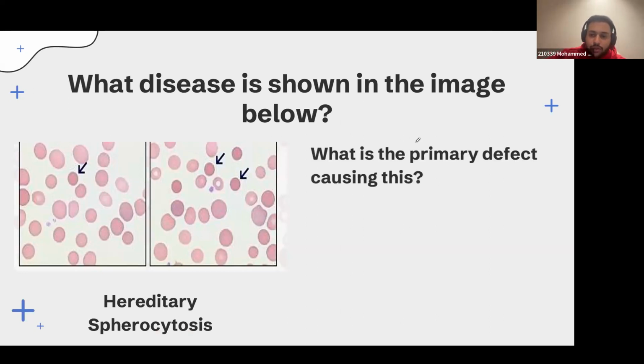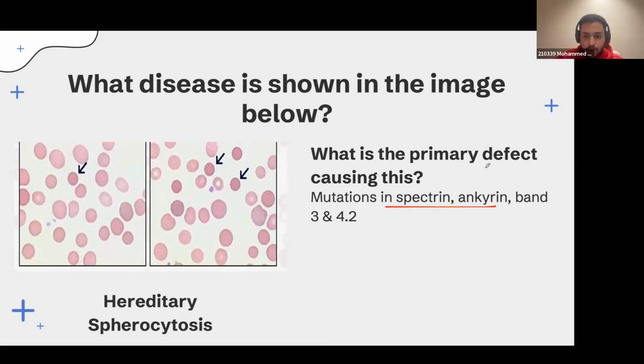Now, first question. What's the primary defect causing this? Good. It's the anchoring proteins, or vertical proteins. The most important ones are ankyrin, spectrin, band 3 and 4.2. Spectrin, ankyrin, band 3 and 4.2. What these do is basically this.